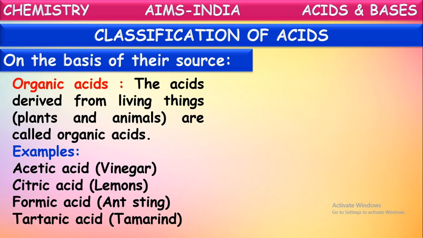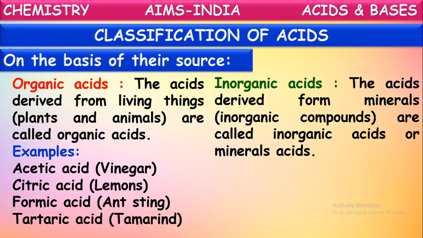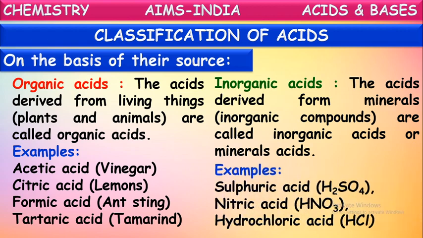Okay, one more category of acids based upon the sources is inorganic acids. The acids derived from the minerals are called inorganic acids or mineral acids. The acids which are prepared in the laboratory, we can also call synthetic acids. The acids which are prepared in the laboratory or derived from minerals, like inorganic substances, are called inorganic acids or mineral acids. For example, sulfuric acid.